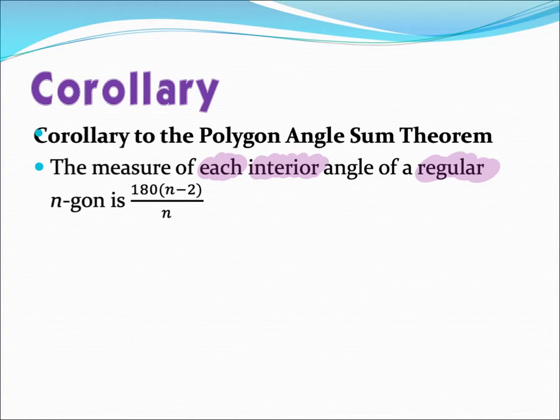A whole decade. Regular means all the angles and all the sides are the same. So the only way this works is if it's regular. If it's not regular, like if you look at that last one, how would you be able to find just one? You wouldn't know it, right? They all have to be the same.